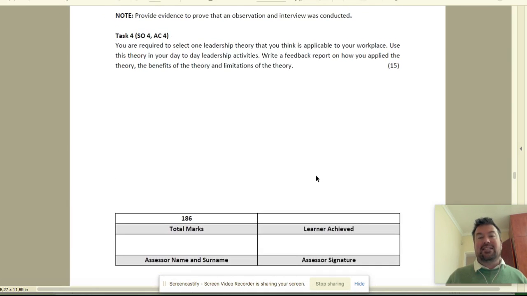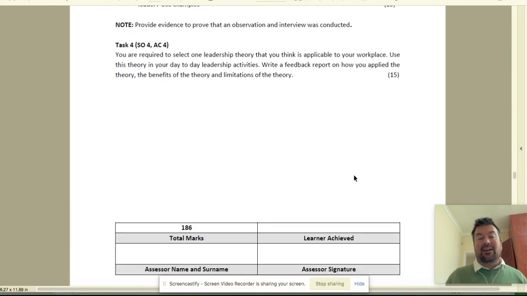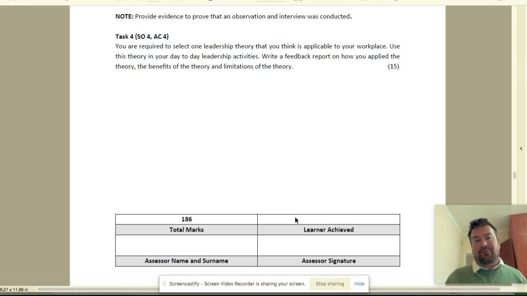Okay, so that is leadership, and there's 186 marks in your summative guide. And remember, 51% is going to be your pass mark. So make sure that you are going to be achieving over 93, but go for the full 186.